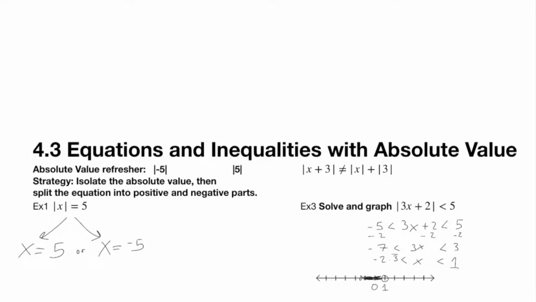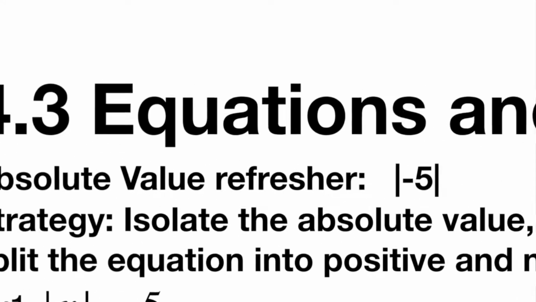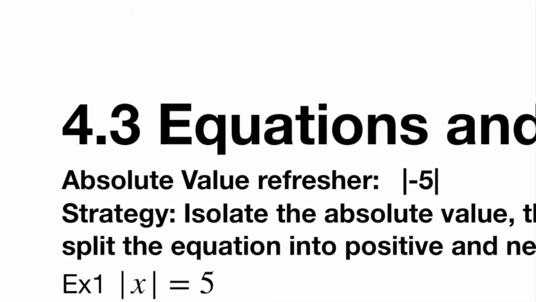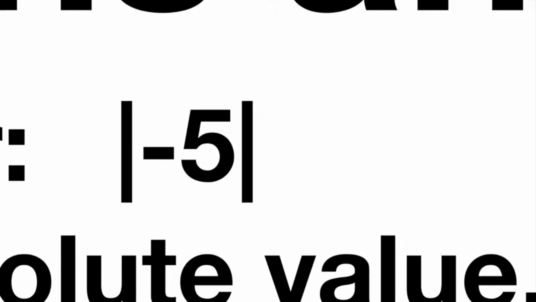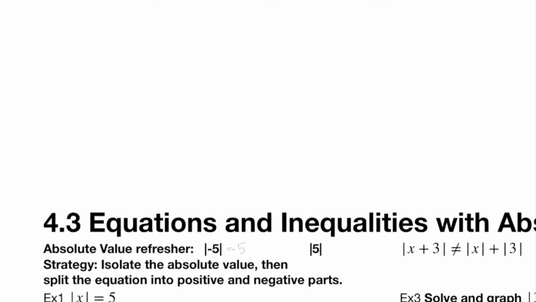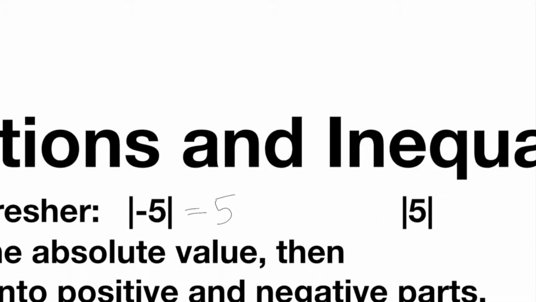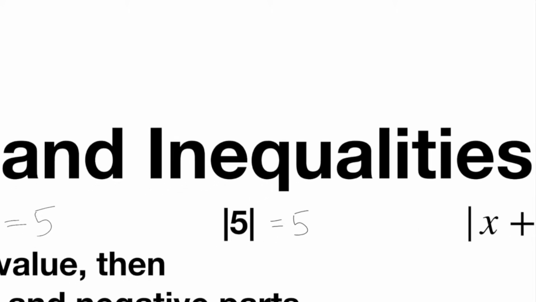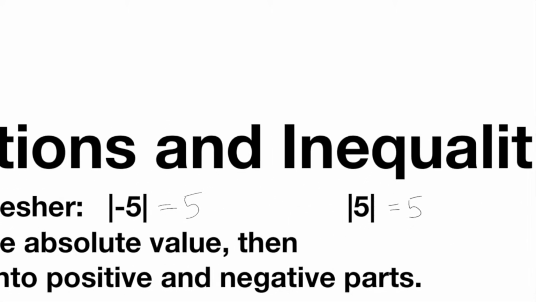Welcoming all math Martians here to section 4.3, equations and inequalities with absolute value. Let's give you a real quick absolute value refresher. If you are trying to take the absolute value of negative 5, that is actually equal to positive 5. That's because absolute values make everything positive when you're evaluating them. The absolute value of positive 5 is equal to 5. The absolute value is technically defined as the distance from 0, and both negative 5 and 5 are the same distance from 0.